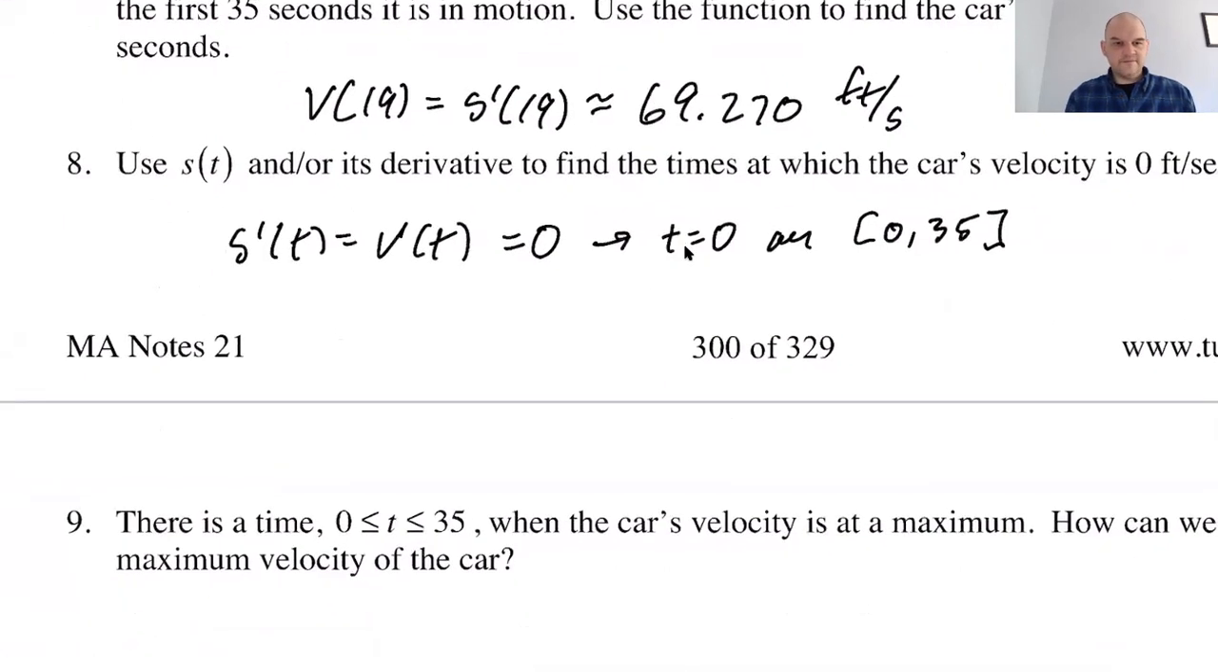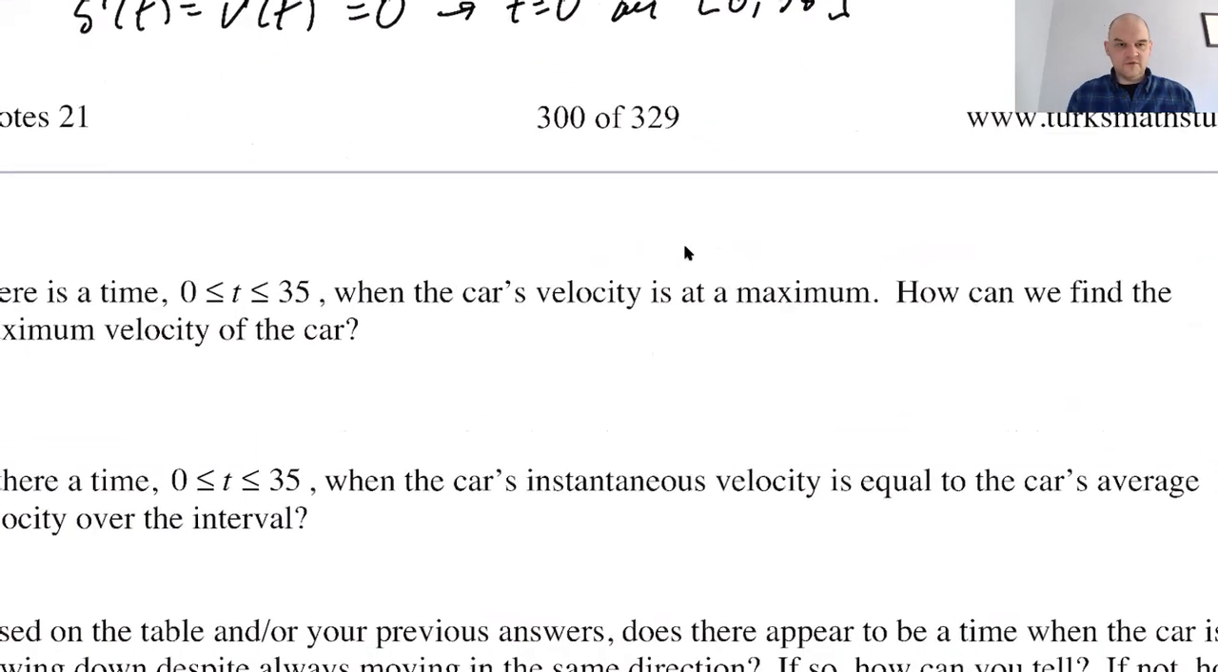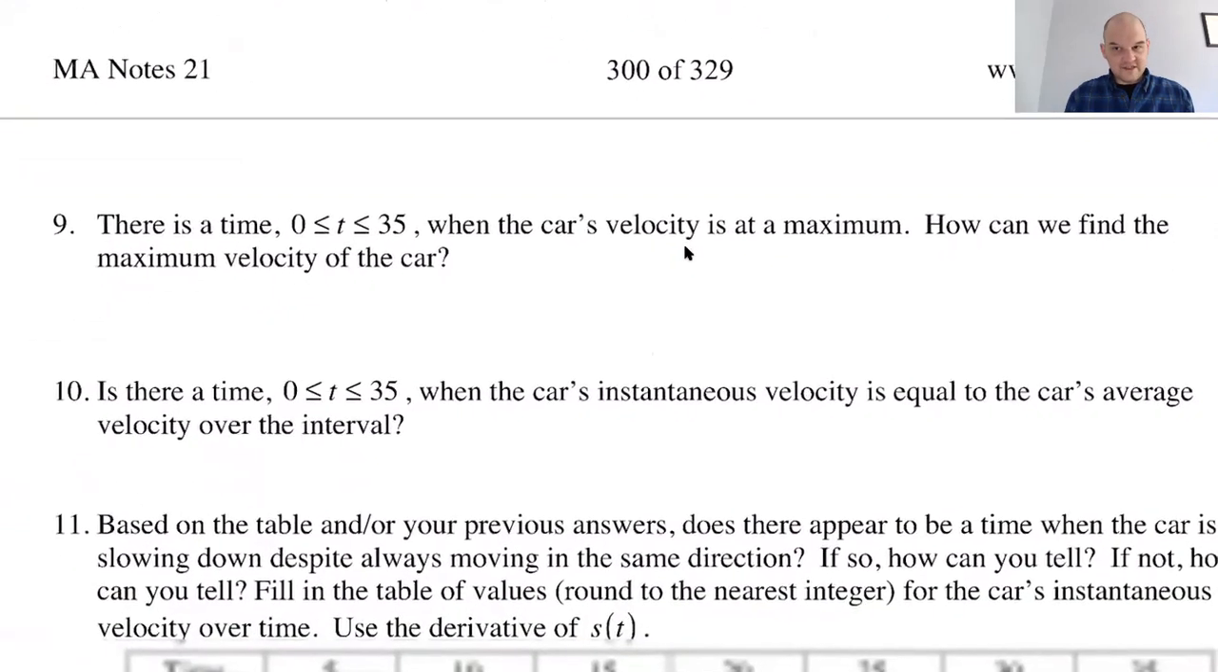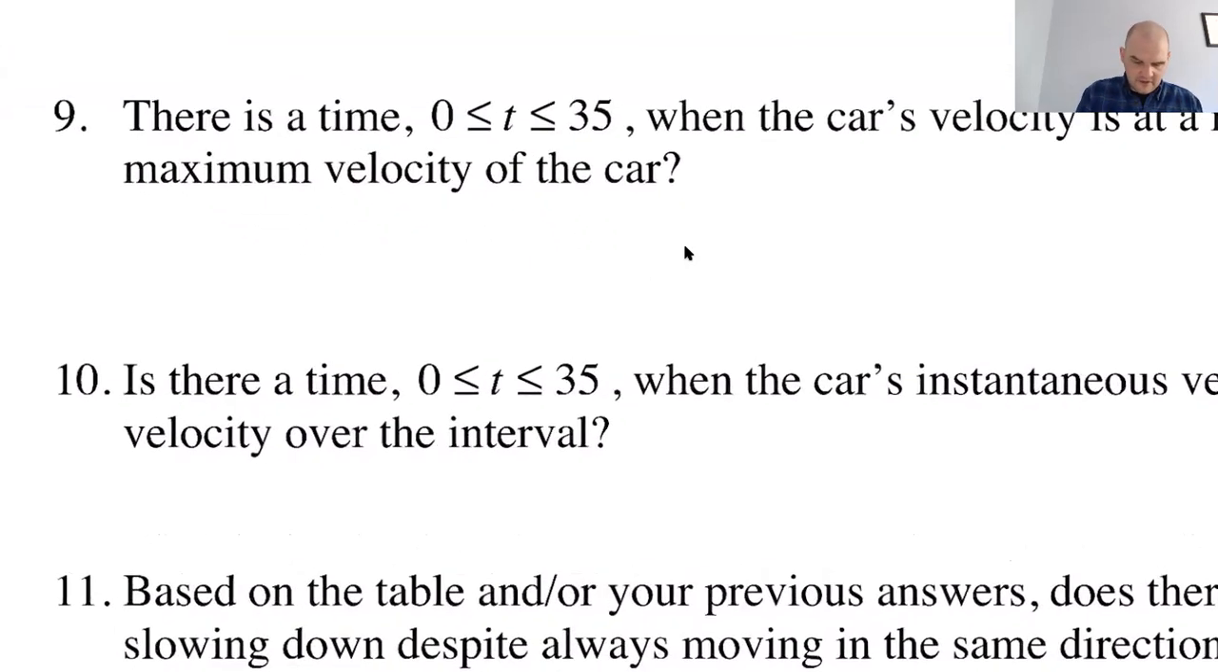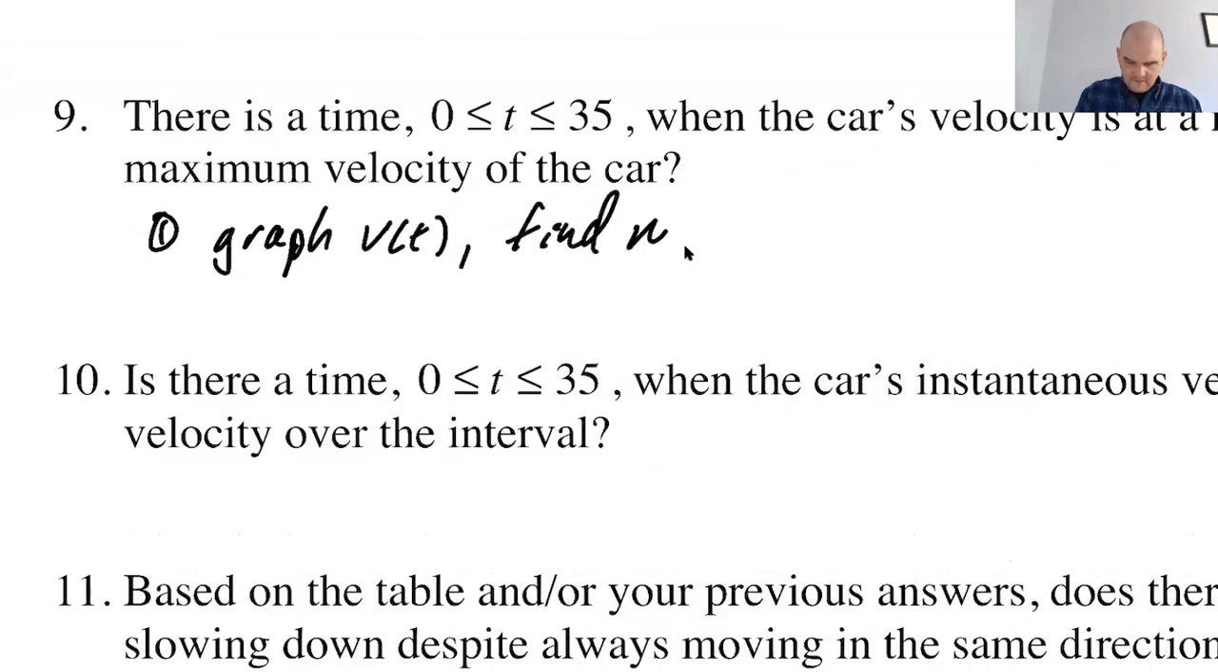All right, the next question says, having trouble scrolling here, it says there is a time when the car's velocity is at a maximum. How can we find the maximum velocity of the car? All right, so I have a couple thoughts. We know how to find the velocity as a function, so we could just graph the velocity and then use the calculator to find the maximum, right? So that's one option: graph v of t and then find the max. But that's not a very calculus way of doing it, but it'll work.